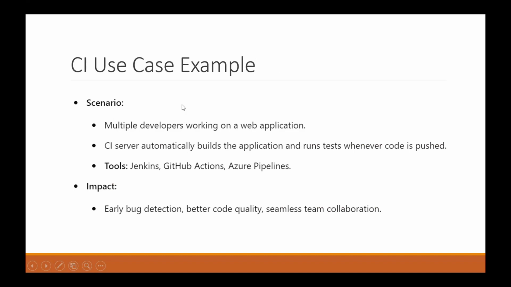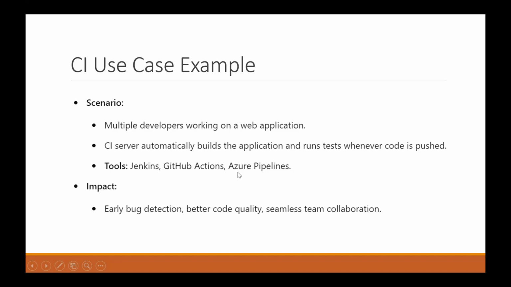Let's now move ahead. We'll see what the use cases and examples are. Let's see this scenario. Multiple developers working on a web application. The CI server automatically builds the application and runs tests whenever code is pushed. Suppose 10 developers are working on a web application and all 10 are publishing or merging their code to the main branch. This CI pipeline will automatically trigger, build that application and run the test cases, whenever some developer has pushed the code.